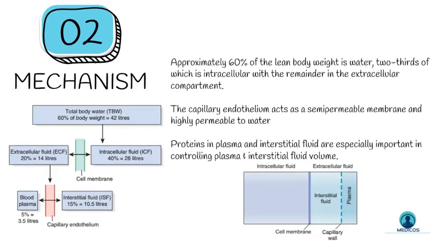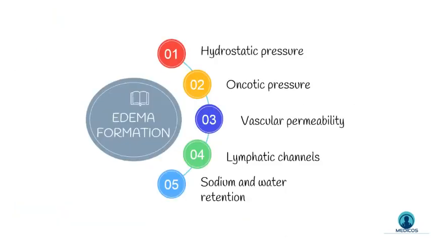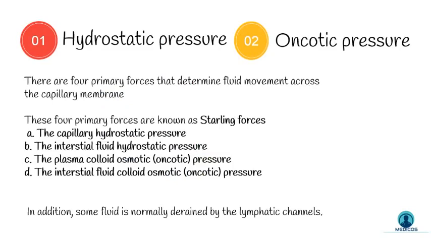Protein in the plasma and interstitial fluid is especially important in controlling plasma and interstitial fluid volume and exchanges among them. Normally, any outflow of fluid into the interstitium from the arterial end is nearly balanced by the inflow at the venular end. Therefore, there is very little fluid in the interstitium. Edema formation is determined by 5 factors, which are hydrostatic pressure, oncotic pressure, vascular permeability, lymphatic channel blockage, and sodium and water retention. And we will discuss the first and the second factors together, since they are kind of interrelated.